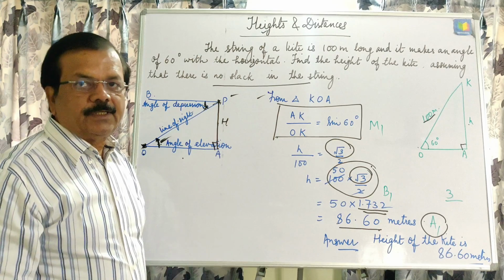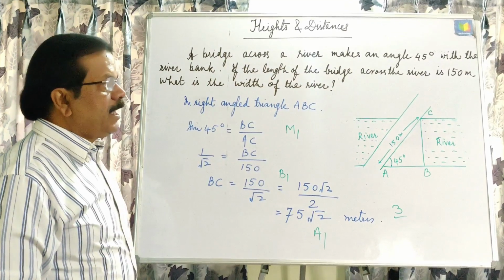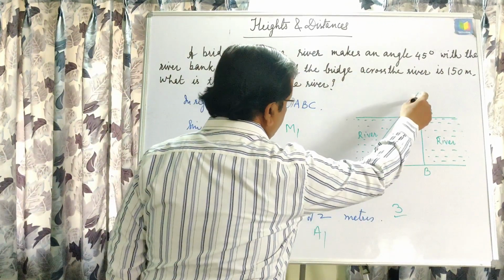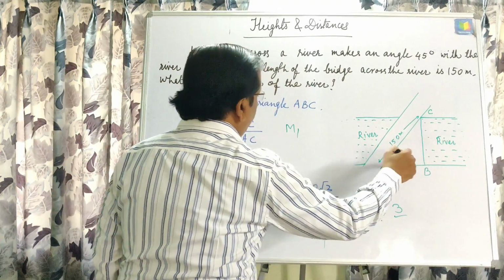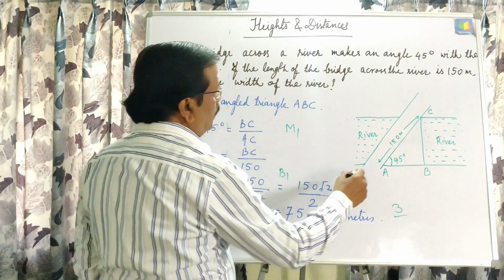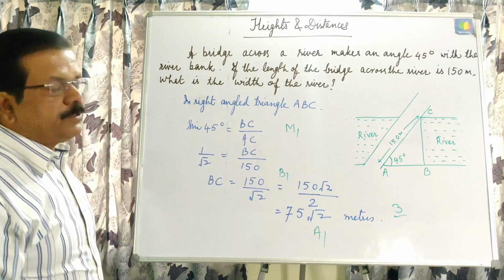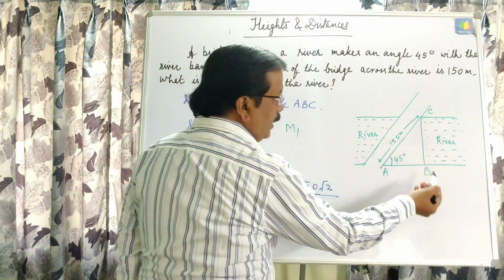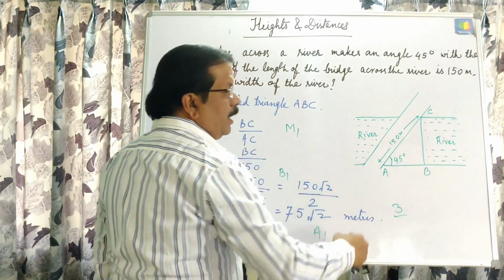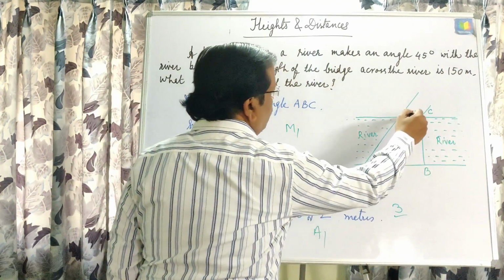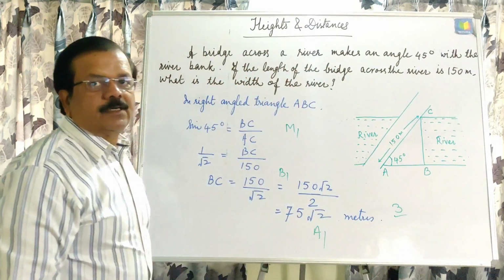Now next question. In this question, a bridge across a river makes an angle of 45 degrees. This is the bridge making the angle 45 degrees with the river bank. If the length of the bridge across the river is 150 meter, what is the width of the river? This is another type of question. You can see this is the river flowing and we are making the bridge across the river in this way. The length of the bridge is 150 meter and this bridge is making 45 degrees with the horizontal.